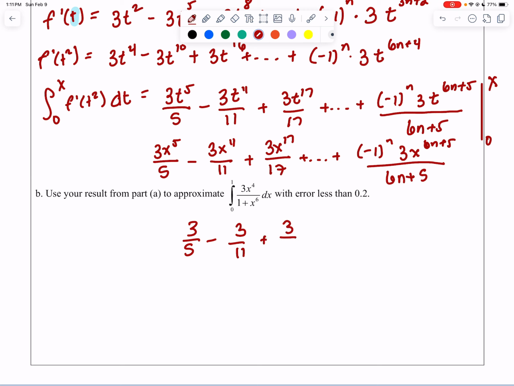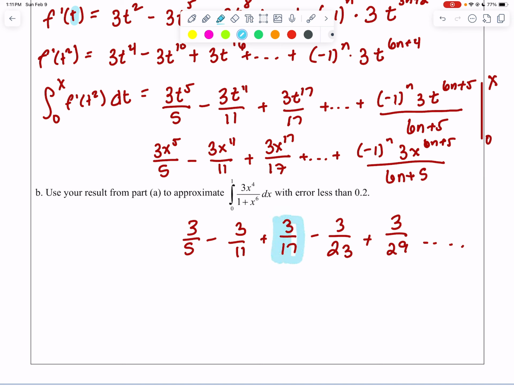3/11, 3/17, 3 over 23, 3 over 29, and so forth. Now, we just need to figure out which one has an error that's less than 0.2. If I use my next neglected term, that's going to be this term right here at 3 over 17, because 3 over 11 is, what is that, like 0.27, and then 3 over 17 is going to be 0.17, which is an error less than 0.2.